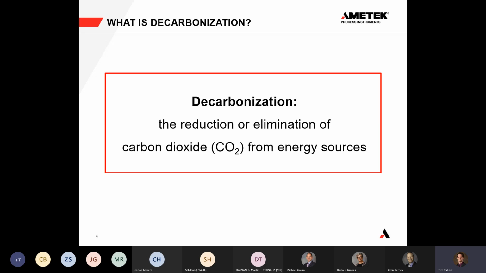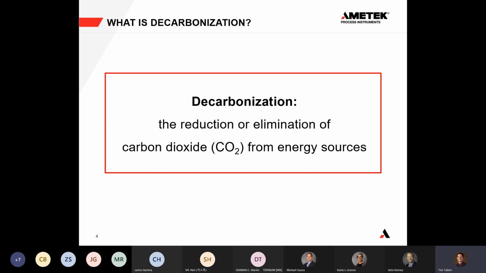So the primary question is, what is decarbonization? From a very straightforward perspective, decarbonization is simply the reduction or elimination of carbon dioxide from energy sources. And so this is an emerging trend that we see across the world, and as a global initiative that we're all moving towards.